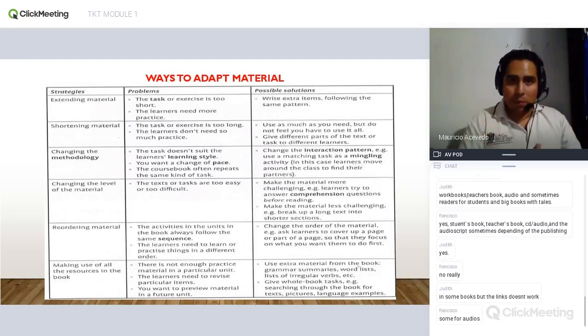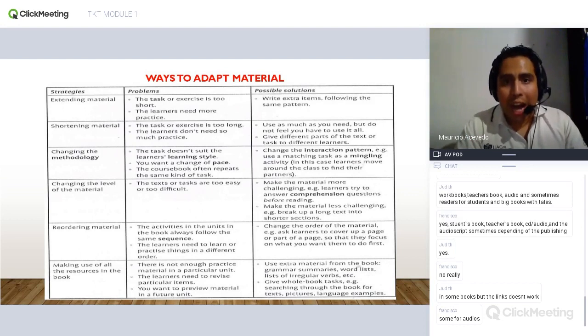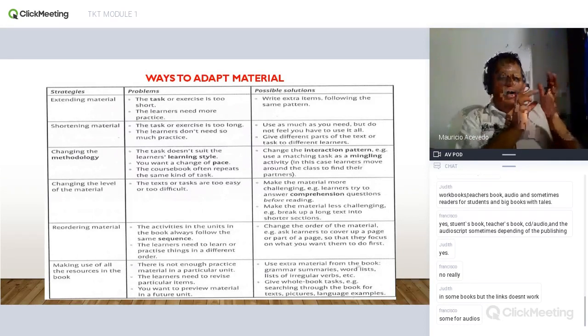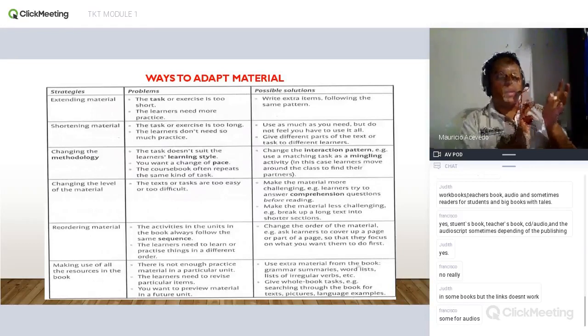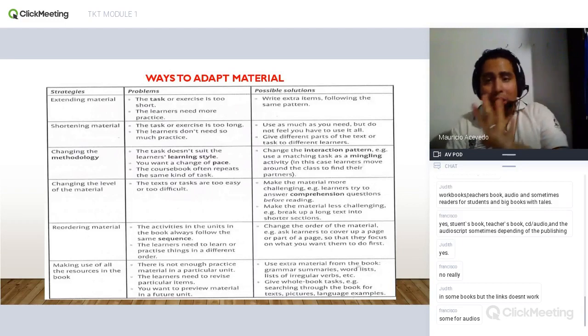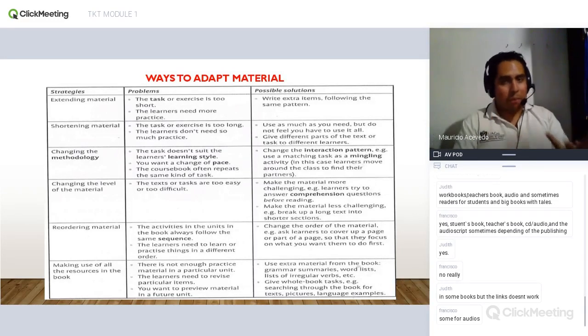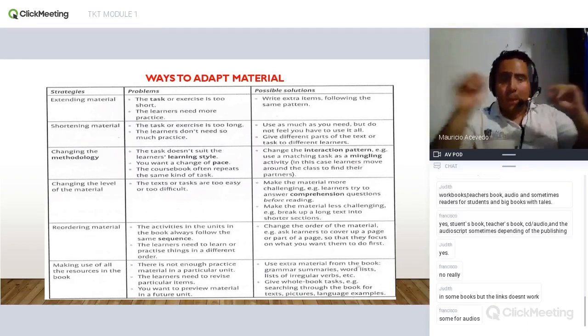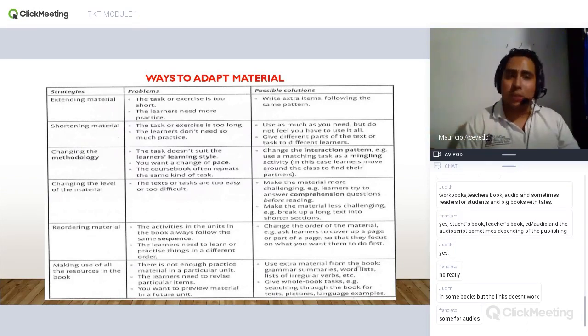What is the possible solution? Write extra items following the same patterns. So maybe they have an exercise about completing sentences with past simple and past continuous, but there are only four sentences, and that's not enough according to you because we have positive, negative, interrogative. Maybe you can write some other sentences on the board.